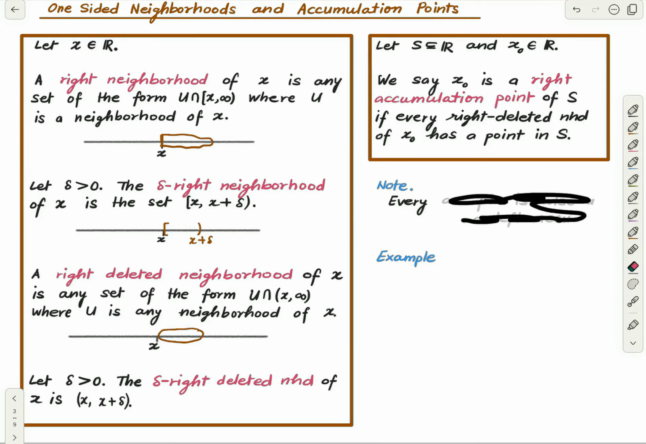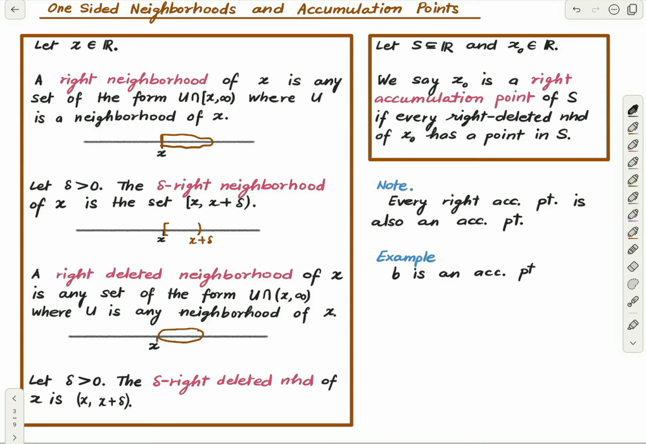What I meant to say was that every right accumulation point is also an accumulation point. And similarly, every left accumulation point is also an accumulation point. You should come up with examples where an accumulation point is not a right accumulation point. Very easy to come up with such an example. Okay, and there is another thing I want to say, just a small example. I'm going to give the example that I wanted you to give. So b is an accumulation point of the interval (a, b), but not a right accumulation point.